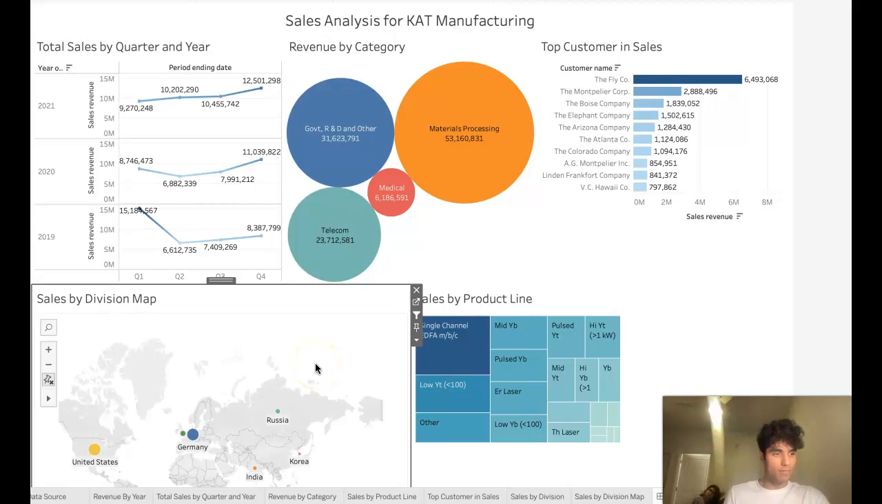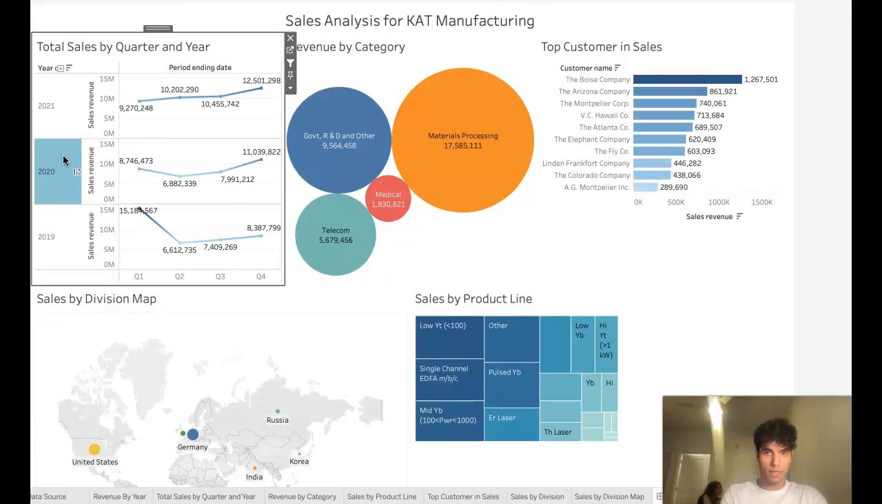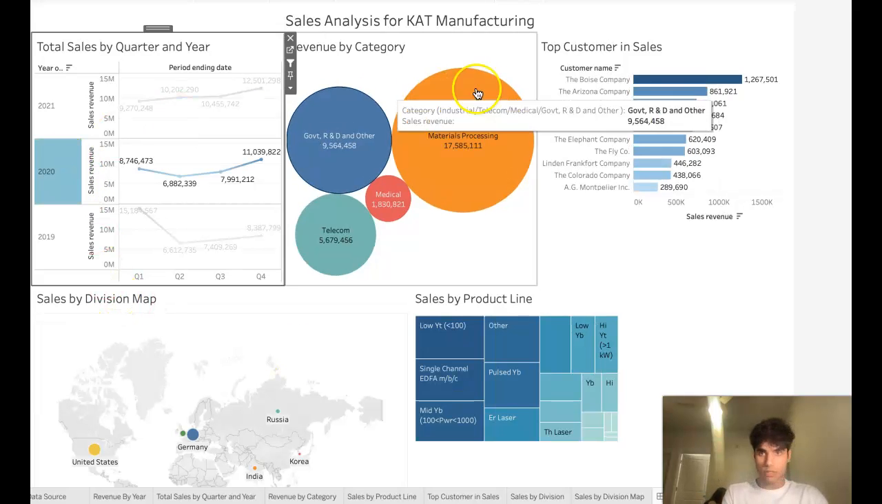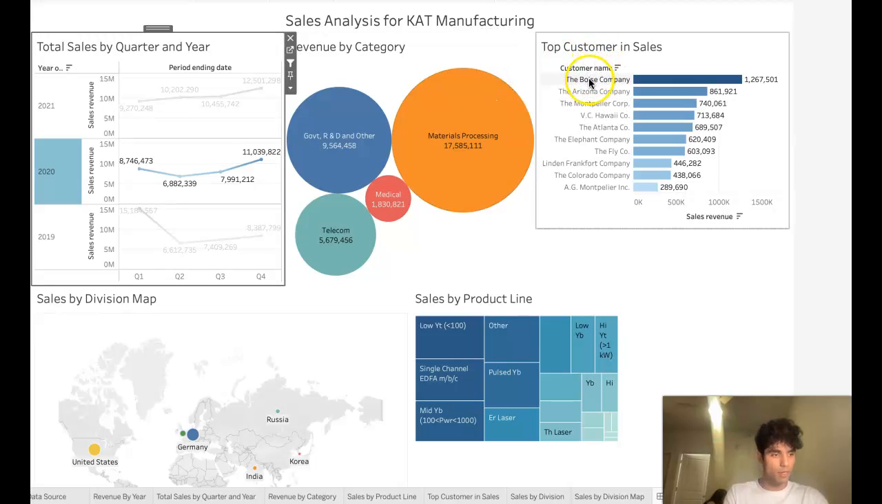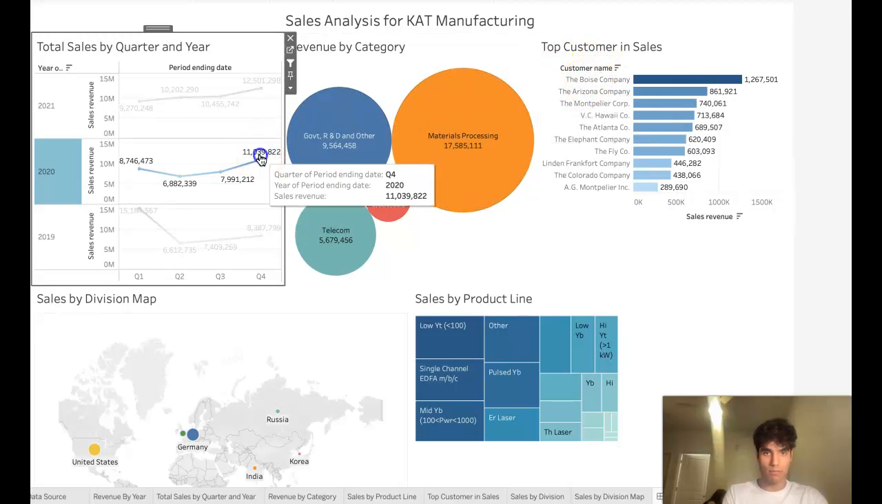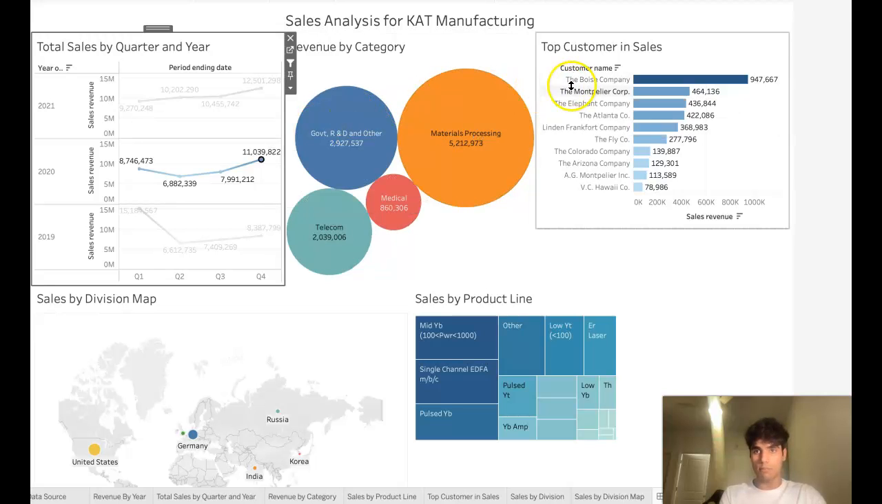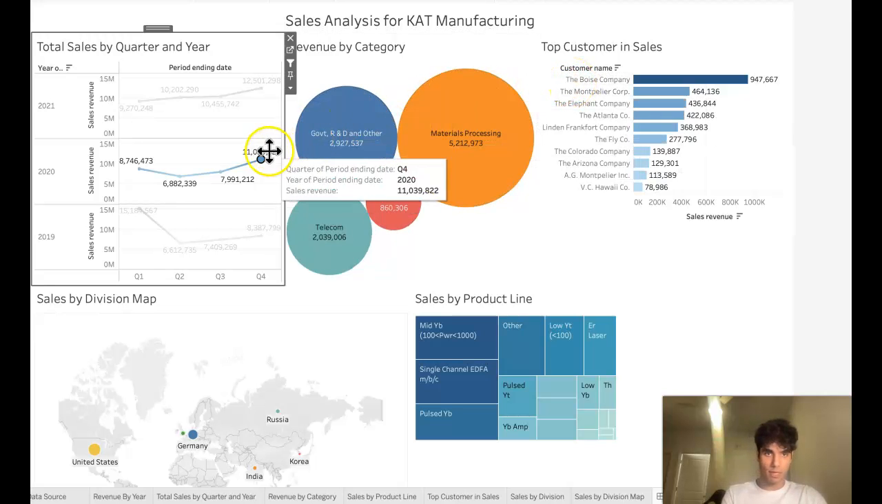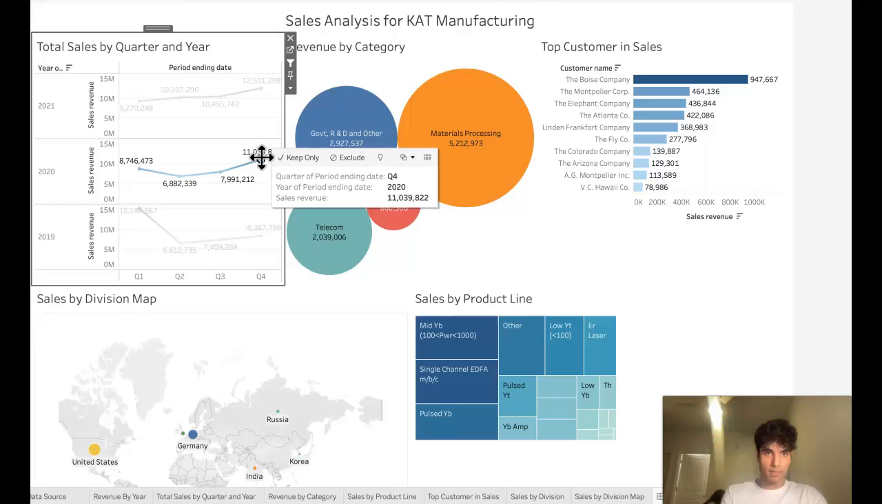Who is CAD Manufacturing's top customer in fourth quarter of 2020? So we're going to click on 2020, and the top customer in 2020 fourth quarter, we're going to click on fourth quarter, was the Boyce Company. Okay, we're going to click out of this.